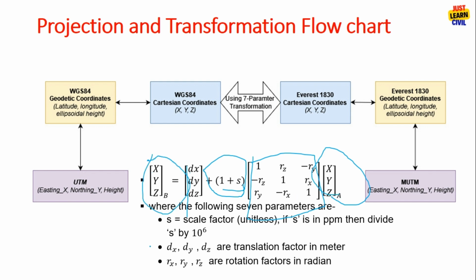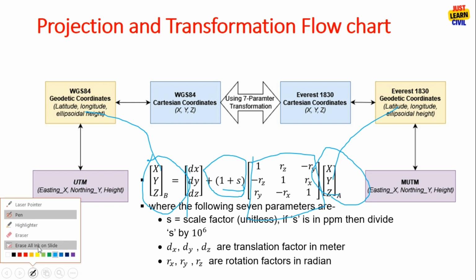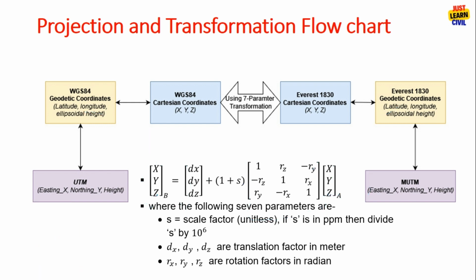This is only done in the Cartesian coordinates. So transformation is only done in Cartesian coordinates from one Cartesian to another. And you will have to convert this Cartesian coordinate back to the geodetic coordinate, and this is also converted from geodetic to the Cartesian coordinate. So what you actually do is the process as mentioned above.